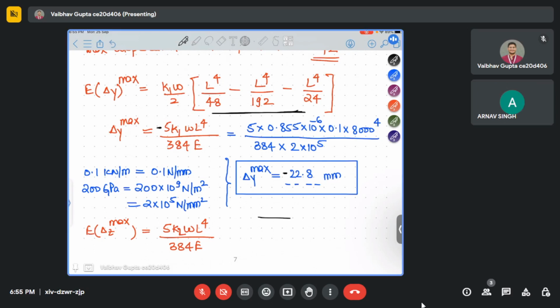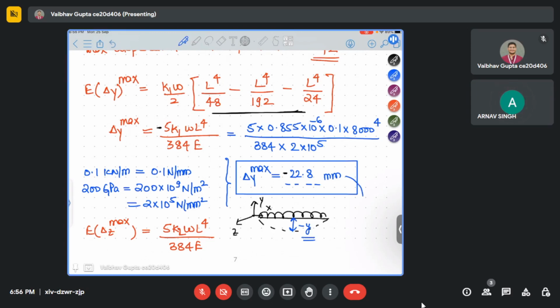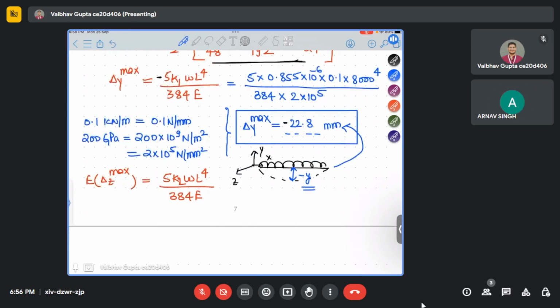So how is it making sense? See, in a simply supported beam, if you put a load like this, it will deflect like this. Our axis is: y is this, z is this, and x is this. So you will get deflection in this direction. Yes, sir, so this is negative y only, no? So that is why you are getting a negative sign, minus 22.8. So here also when you take the LCM, you will get minus.